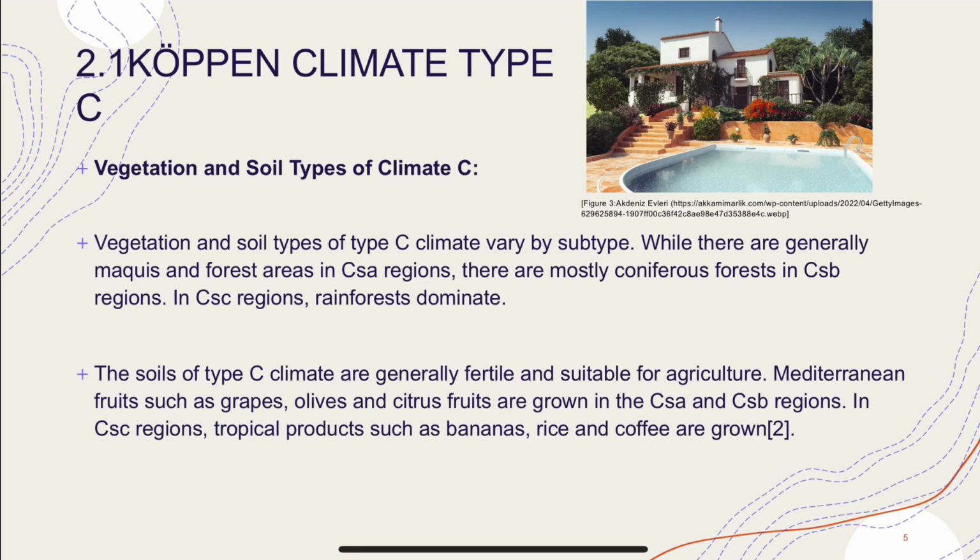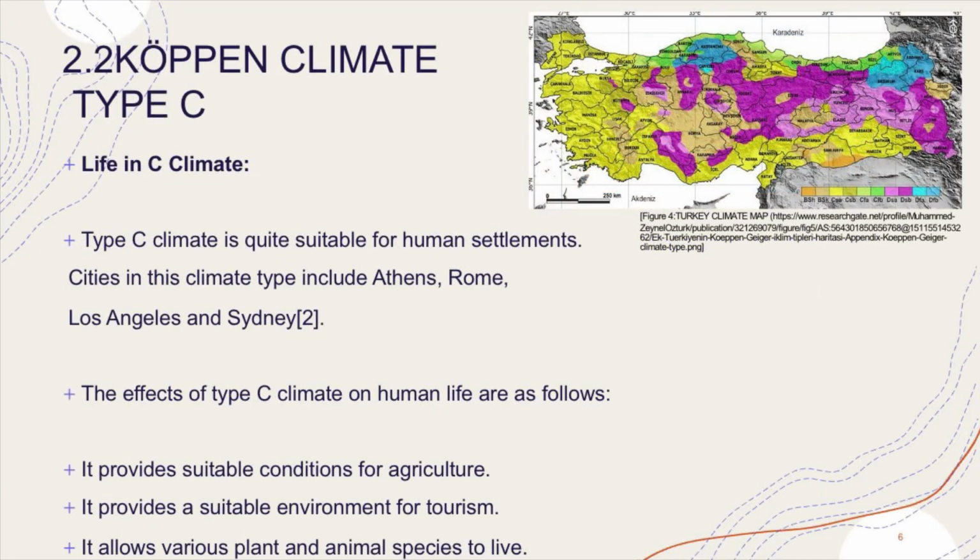Life in C climate. Type C climate is quite suitable for human settlements. Cities in this climate type include Athens, Rome, Los Angeles, and Sydney. The effects of type C climate on human life are as follows. It provides suitable conditions for agriculture. It provides a suitable environment for tourism. It allows various plant and animal species to live. We see the Turkey climate map in Köppen classification in figure 4.